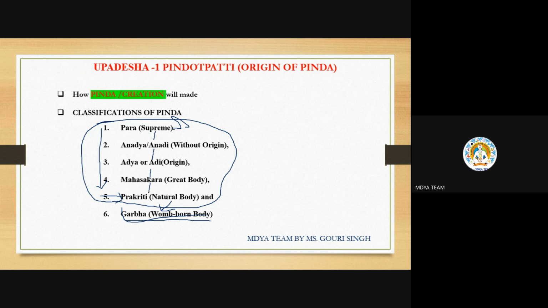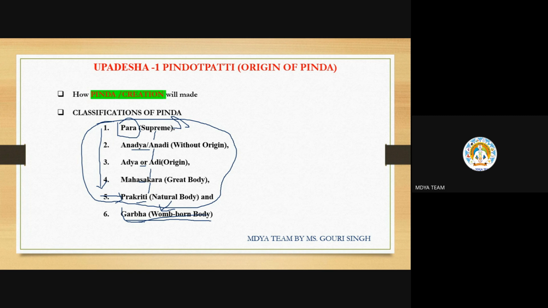They make the Prakriti Pinda. So in this way it is there. I know the names are a little difficult to remember here, but just try to remember the short way. First, you need to remember the main points: Para, Anadi, Adi, Mahasakara, Prakriti, then will become Garbhapinda.